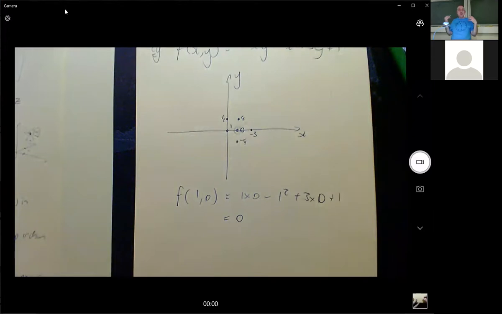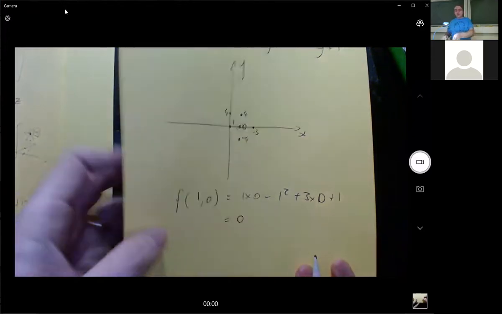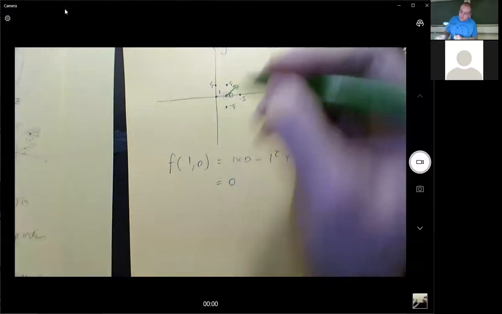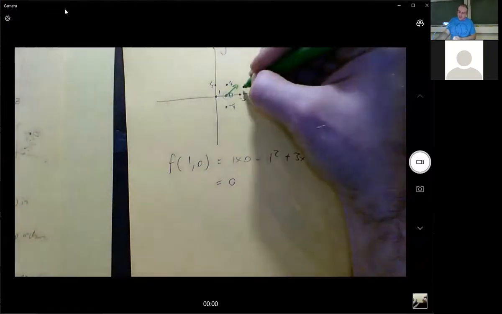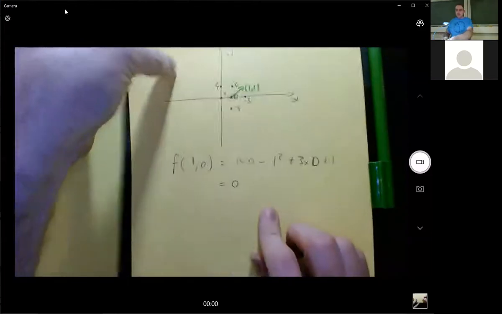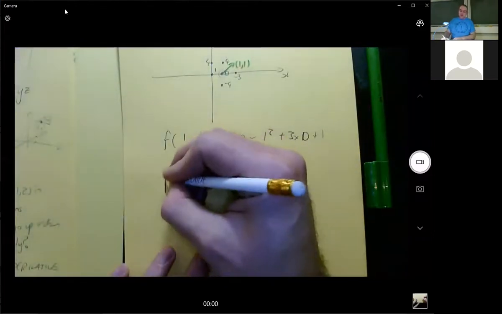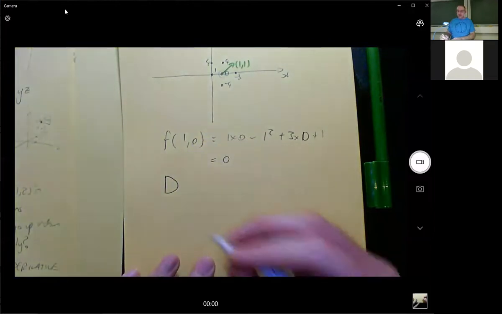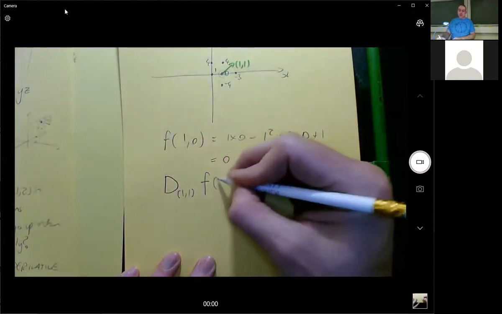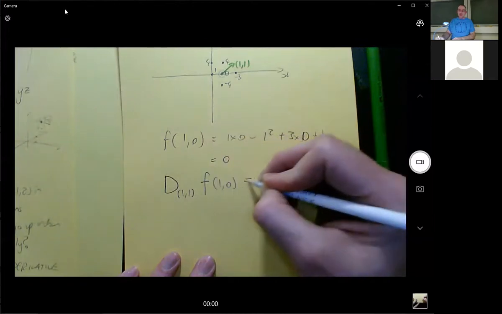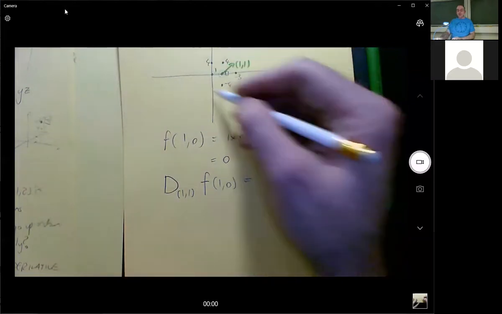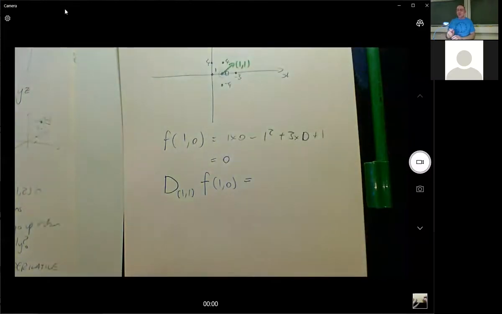So what I would like to know is that, and that's called the directional derivative. So if I'm going to draw this diagonal line here, that vector is the vector 1, 1. So the directional derivative in the direction of the vector 1, 1 of the function f at the point 1, 0 is a number. And that number is the speed at which the answer is changing when I move in that direction.